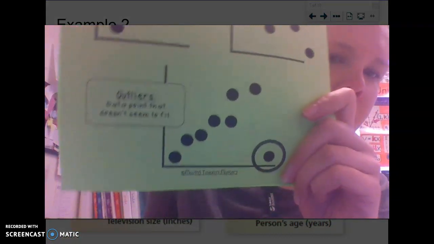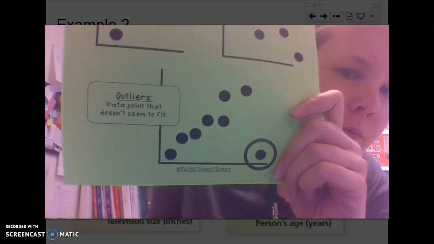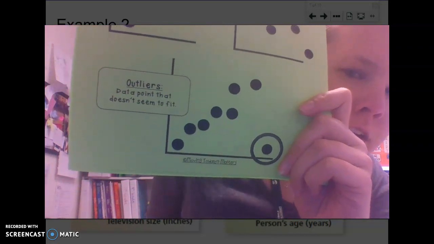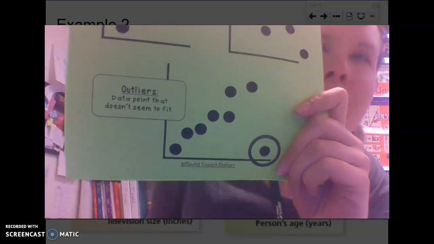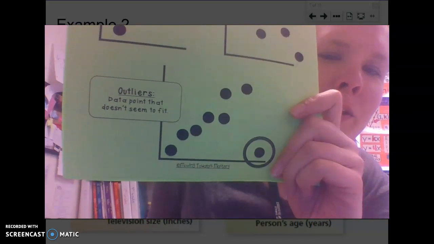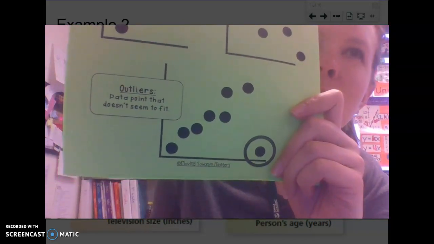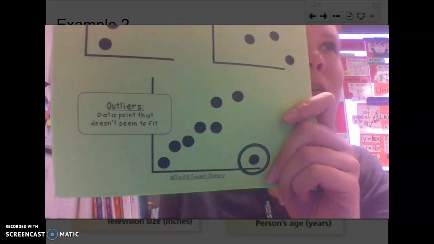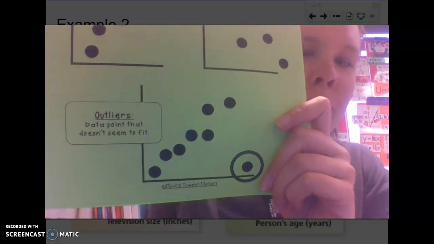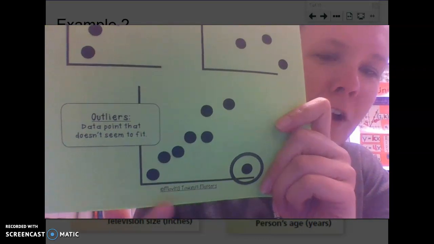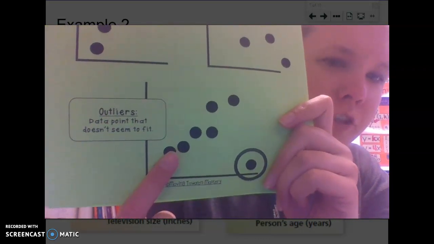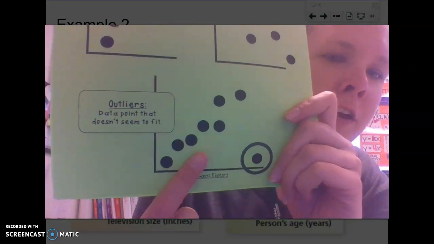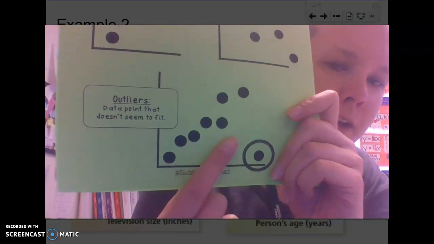And the last part here is kind of just going back to what we're going to be doing next, which is talking about outliers. Outliers, I think, are great. They actually end up kind of skewing your data, but they're really fun to identify because they're kind of the thing that didn't follow the rest of the trend. They're just a little bit different. So outliers are a data point that doesn't seem to fit, okay?